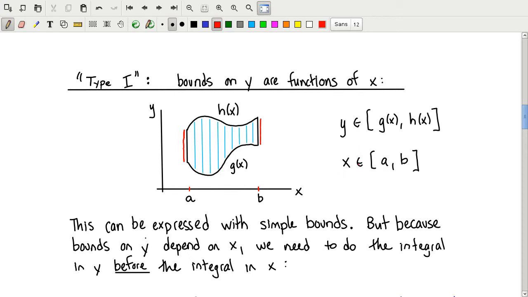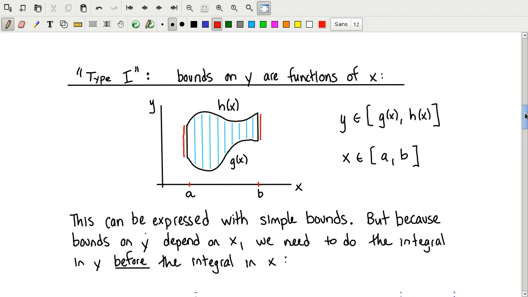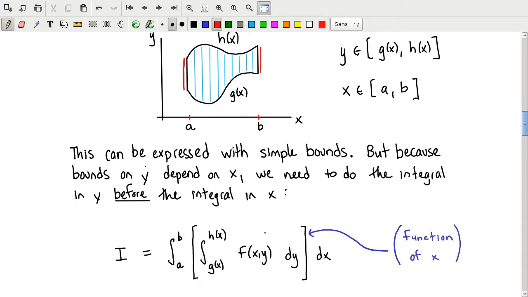We can write this in domain notation by saying that X lives on the interval A to B, but that Y lives on an interval that depends on X. So depending on the value of X, Y has a different domain, and that gives us this shape. So because the domain of X and Y can be written in this relatively simple domain notation, we can represent the integral of some function f of X and Y over this domain in a relatively simple way using our existing integral notation. So we have here our integral of f. With respect to y, the bounds depend on x, and with respect to x, the bounds are just constants. So this works out fine.